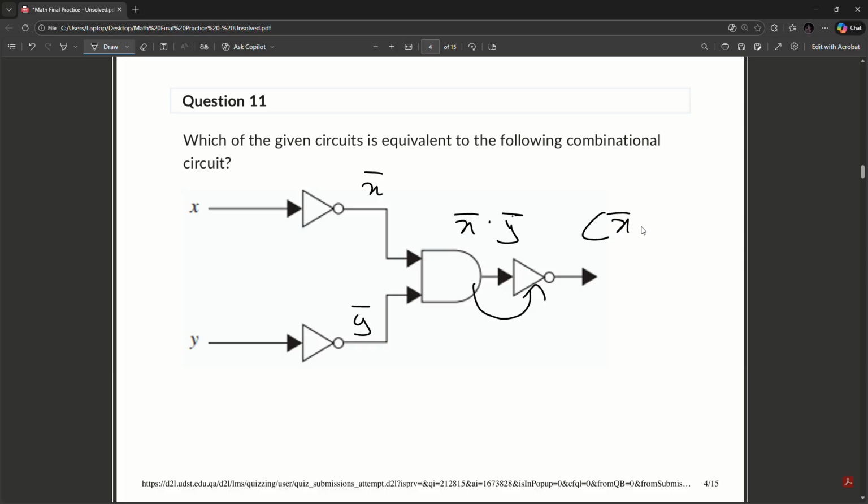And then, of course, it's going to pass through another NOT gate, which means it's going to be x complement times y complement, all complemented. And following De Morgan's law, the complements are removed, right? Because they cancel each other out. But upon cancellation, because everything is now inverted, the multiplication becomes an addition. So the final should be x plus y.